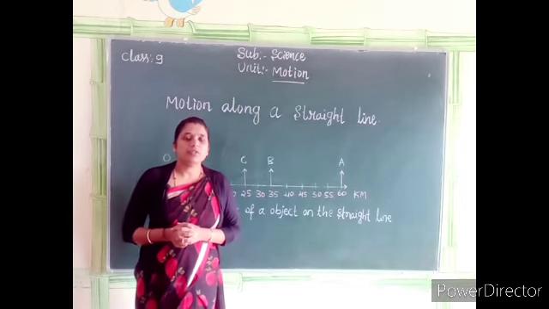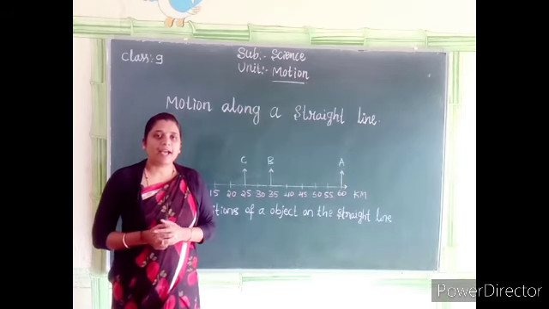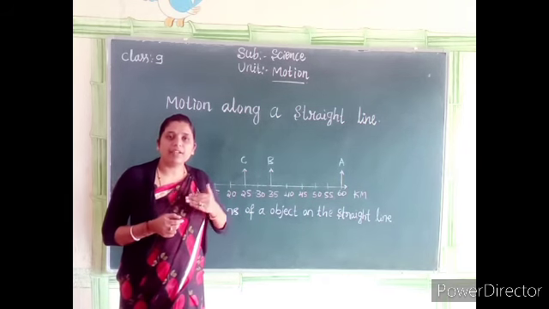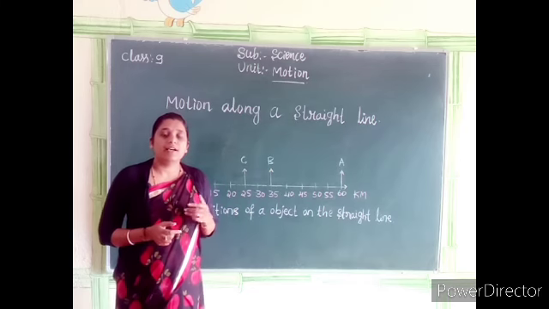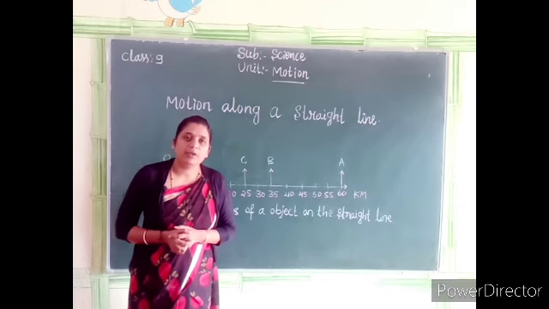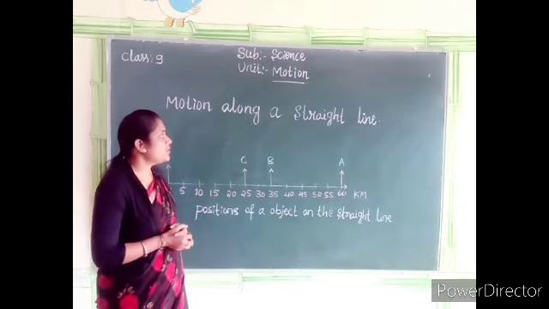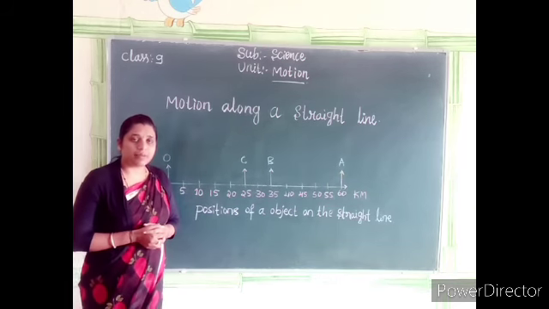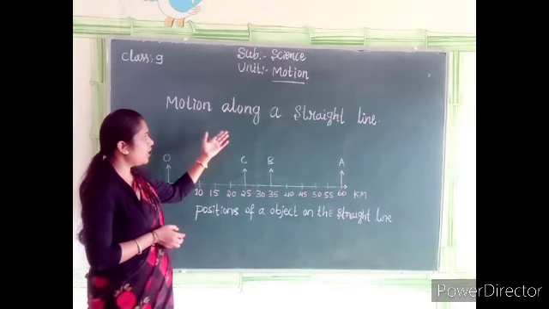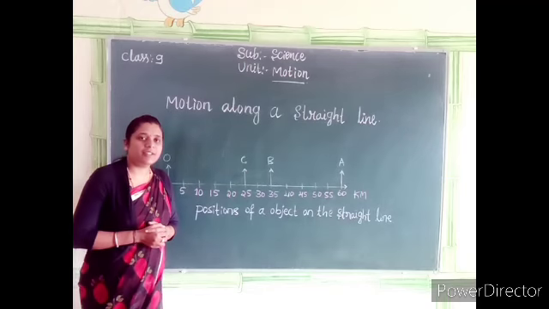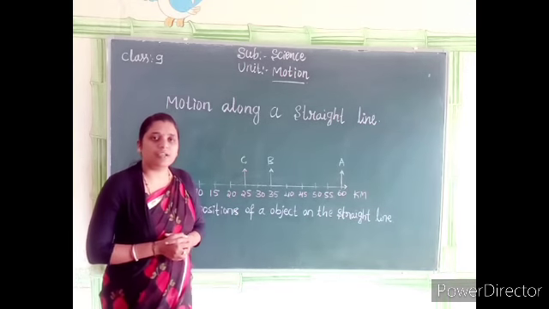Rotatory motion. So students, what is linear motion? An object moving along a straight line is called linear motion. Okay, once again recall. So today we are going to discuss the motion along a straight line. That means it's nothing but linear motion.